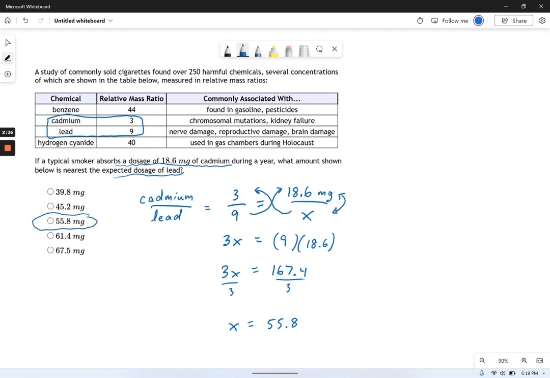And you can double check this. It's always a good idea to double check and basically just do a sanity check, right? I like to call it that. Look at the table. It says you're getting more lead than cadmium, about 3 times more. So this one's going to work out nice. It's exactly 3 times more. So I can just say, well, what's 3 times more than 18.6? Yeah, it's about 55.8. So that works out.